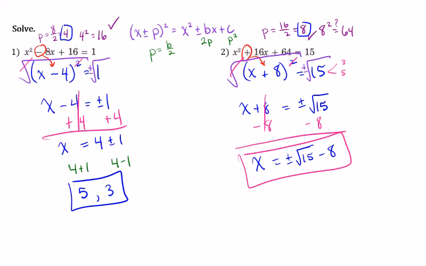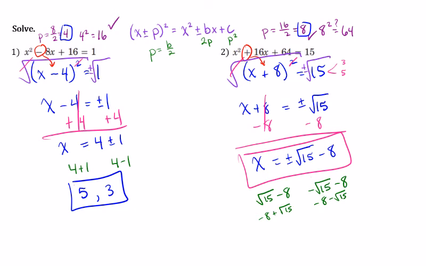So one answer would be positive root 15 minus 8, right? And the other answer would be negative root 15 minus 8. And it's okay if you put these the other way. If you want to do negative 8 plus root 15, that's okay. Or negative 8 minus root 15. Any of these are okay. But just know that when you have a plus or minus, that means you have two different answers, right?